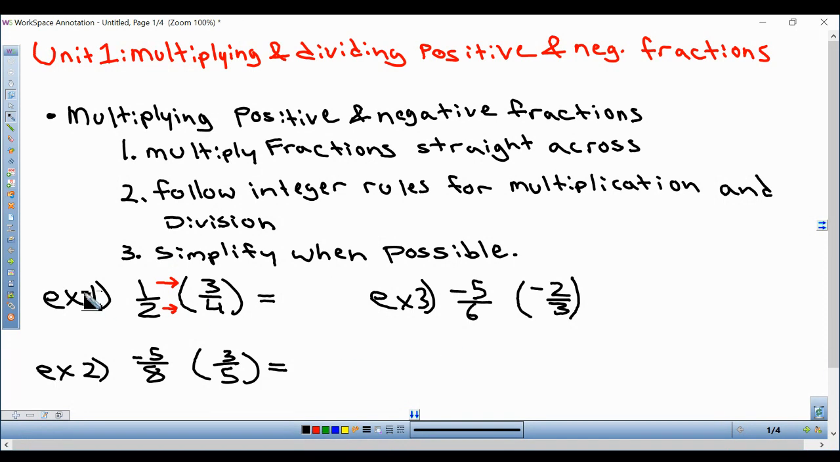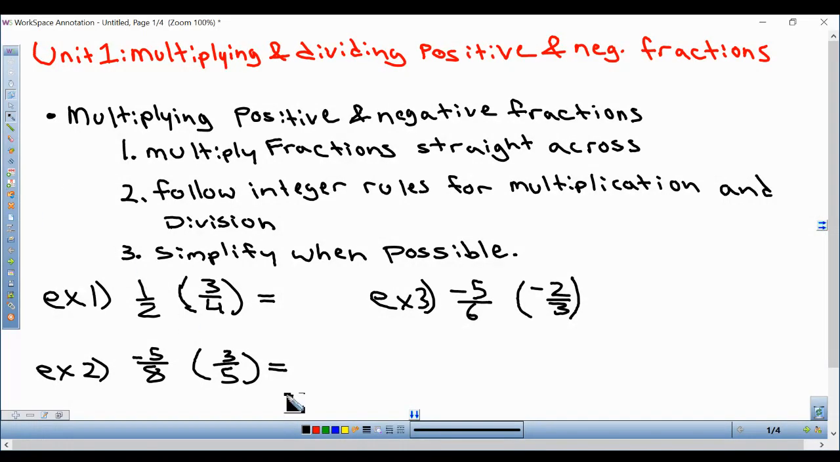So here, let's look at example one. Example one, start off simple, 1/2 times 3/4. Remember, I'm going to go ahead and erase these arrows. But when there is nothing in between a parenthesis and a number, remember that means to multiply. There is nothing here, so that means to multiply.